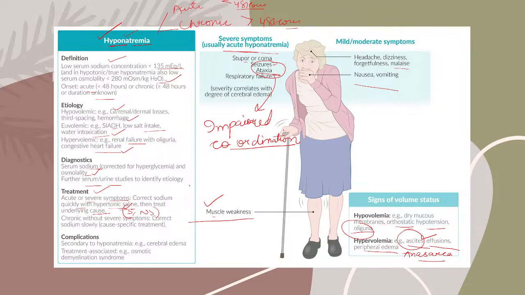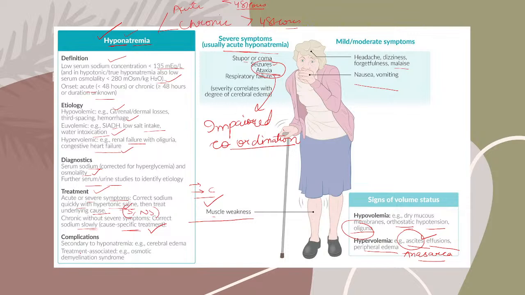First of all, we need to treat hyponatremia, then we will treat the underlying cause. Then if there is chronic without severe symptoms, we need to correct sodium slowly, like cause specific treatment we can do. All right. If it is acute, like onset is within 48 hours, we need to correct it quickly with 3% NS, like hypertonic saline. Then we will treat the underlying cause. But if it is chronic, we need to correct it slowly, like cause specific treatment is given in chronic hyponatremia.